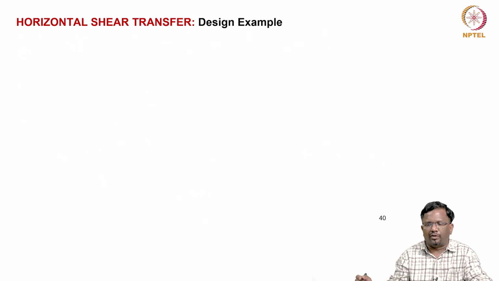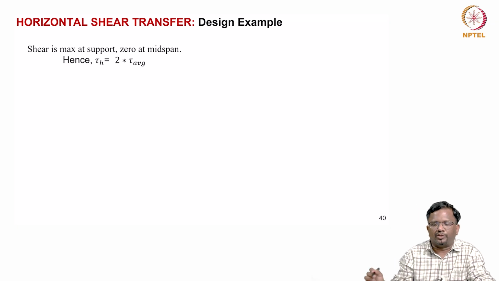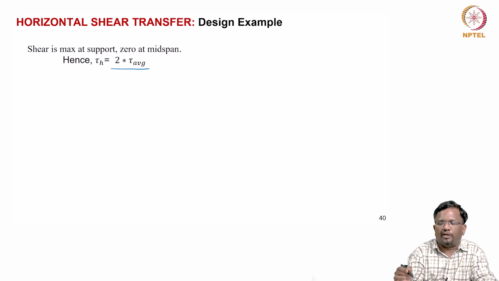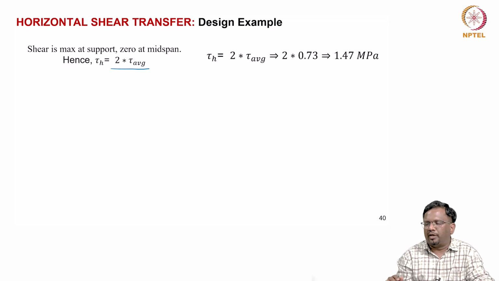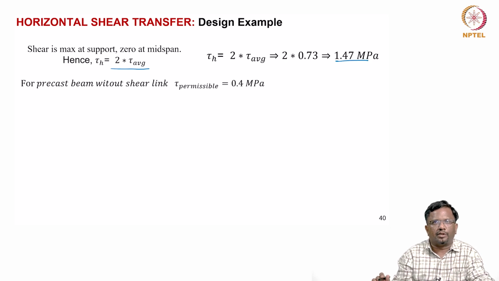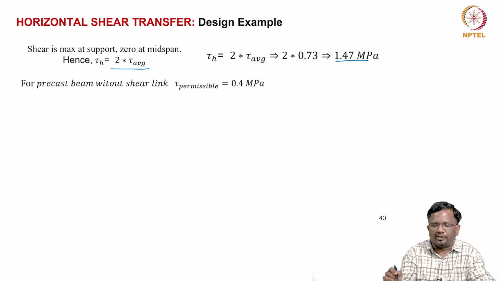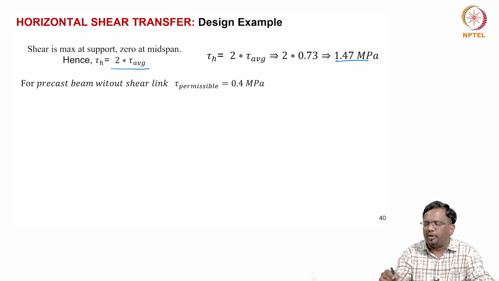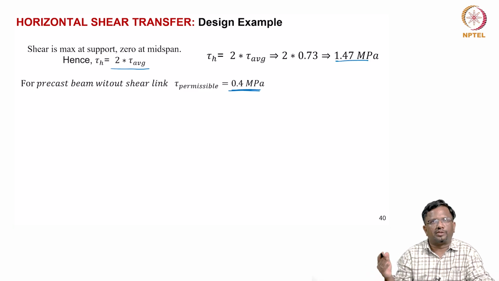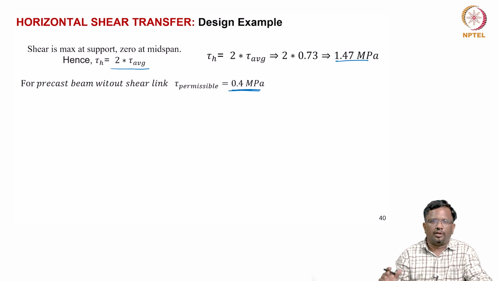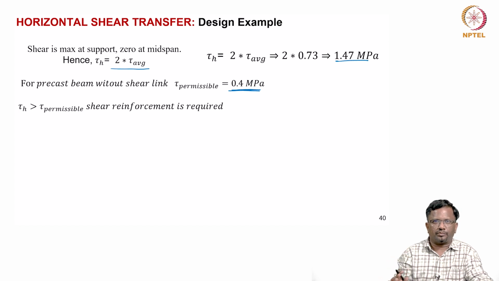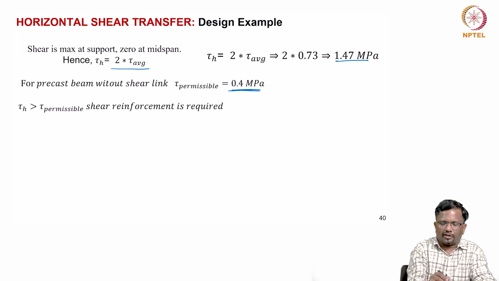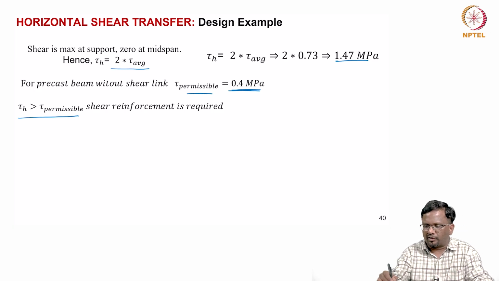So, when you have to look at it, shear will be maximum at the support. So, I am going to take for design 2 times average, which is going to be higher. So, my shear stress for design becomes 1.47 megapascal. But we have seen from the previous section, for precast beam without shear link, permissible stress is only 0.4 megapascal. My demand is 1.47. So, I cannot rely only on the concrete. I have to design the shear links. So, tau H is greater than tau permissible, right.